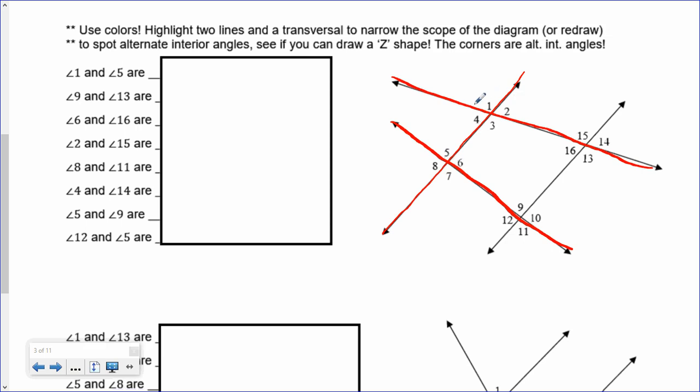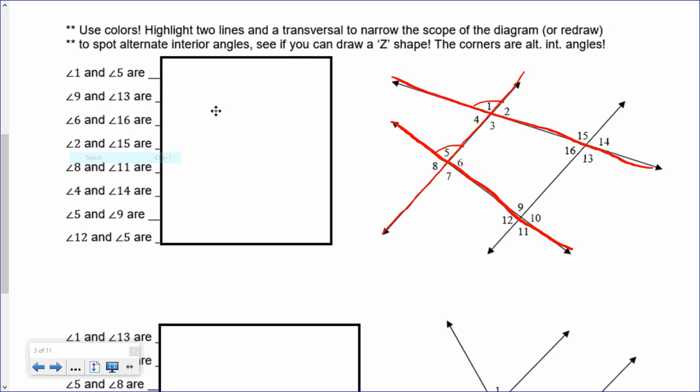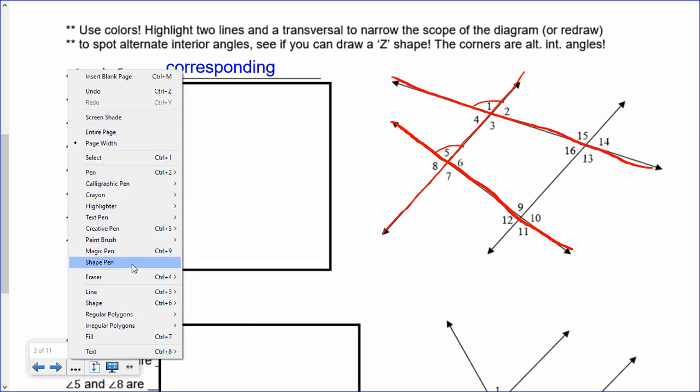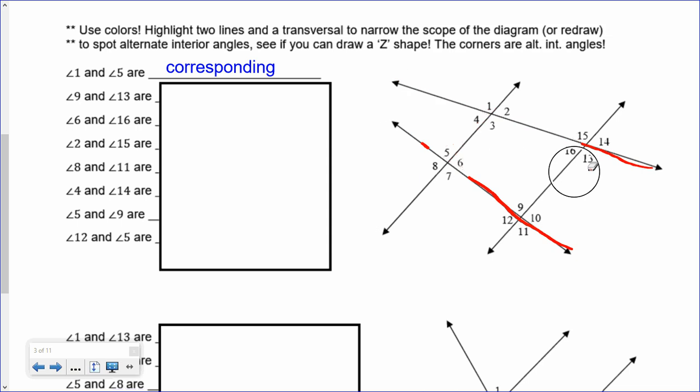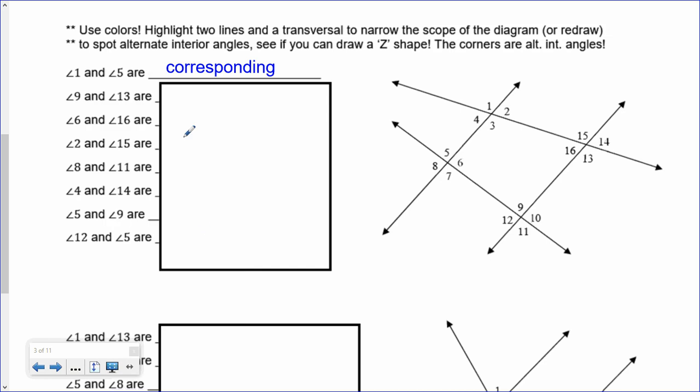So now take a look. I see angle 1 is right here. Angle 5 is right here. Those angles are corresponding. This is in the upper left-hand corner. This is in the upper left-hand corner. So those are corresponding angles. Alright. I'm just going to keep erasing and re-highlighting stuff to illustrate this for you guys.